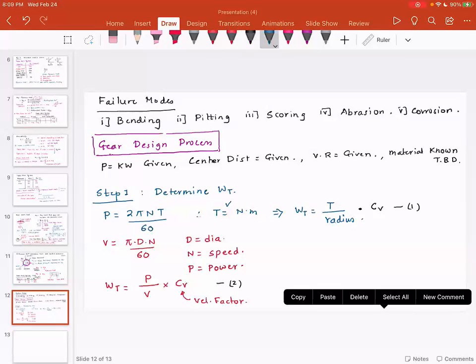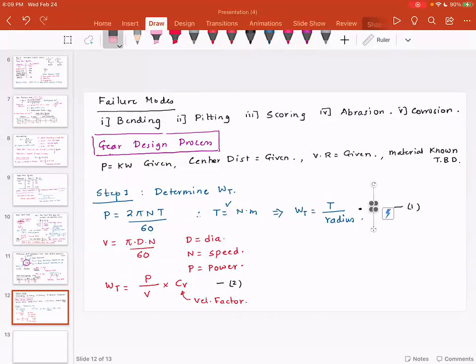Now, to find out Cs, the service factor. Oh, sorry, I made a mistake here. This is not Cv, this is Cs. This is the service factor. Cs stands for service factor. The velocity factor comes next. This is not a velocity factor. Please note, it's a mistake. This is a service factor.